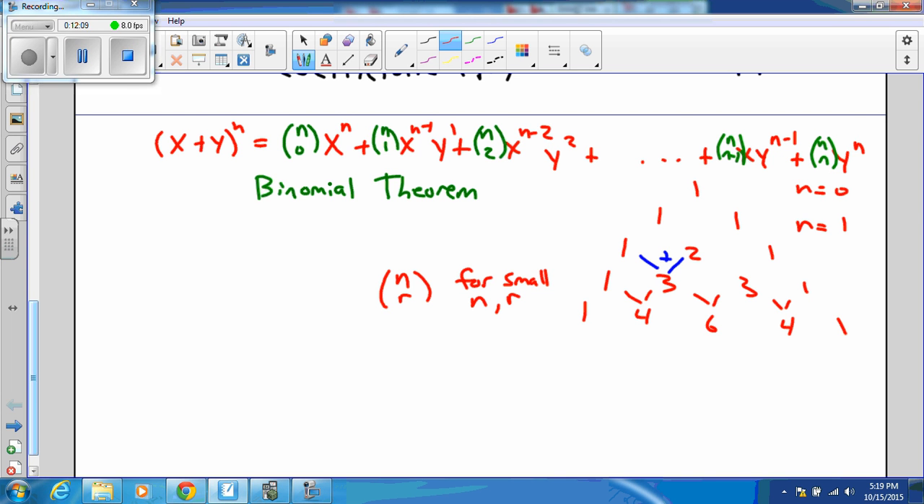Let's try the next row. In fact, at this point, if you think you have the pattern, you can go ahead and pause the video and try to generate the next row and tell me what you get. Welcome back. Hopefully your row looks just like this.